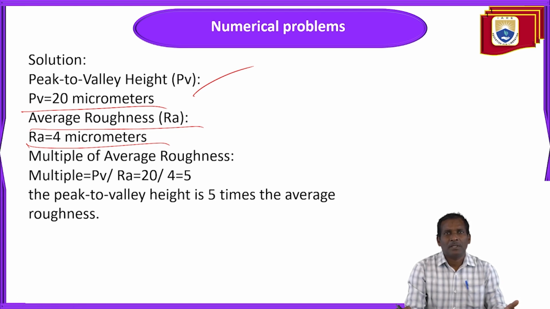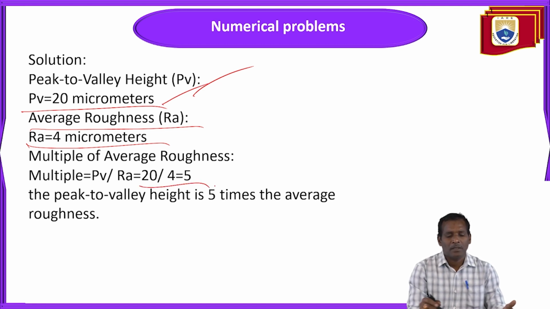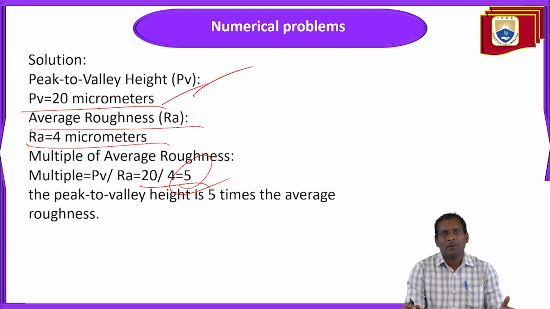The multiple of average roughness is PV upon Ra. Now 20 micrometer is given, so 20 upon 4. So we will get 5. So the peak to valley height is 5 times the average roughness.